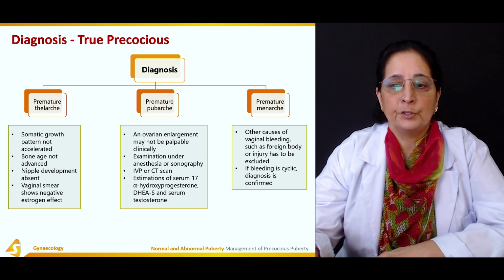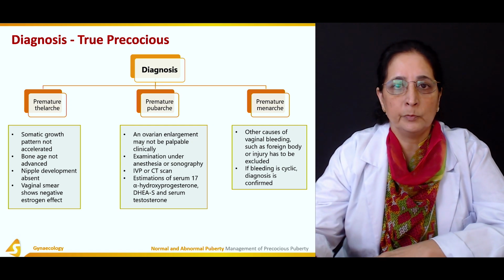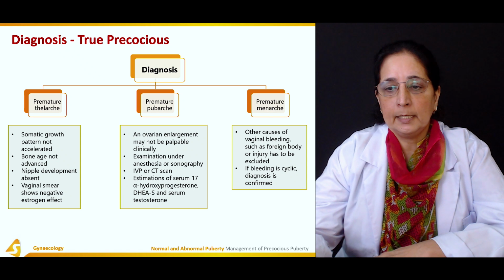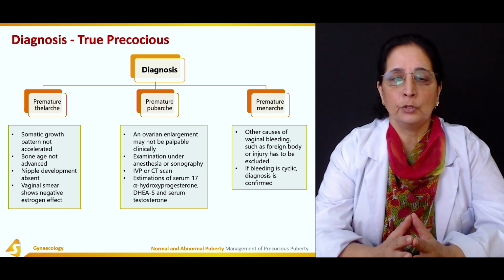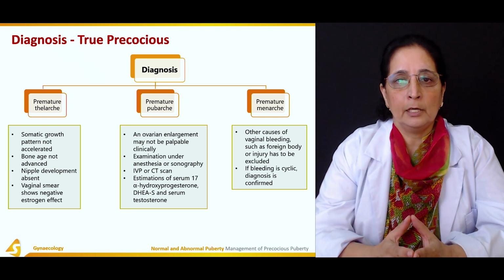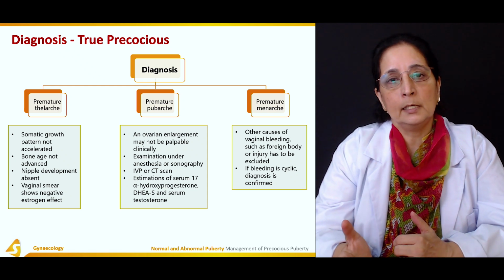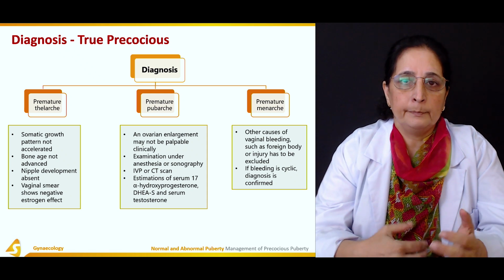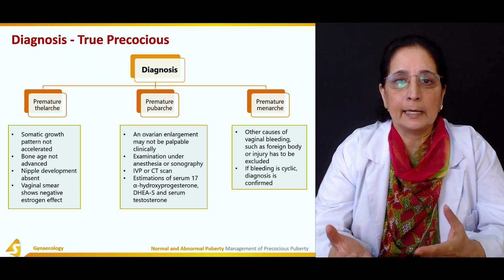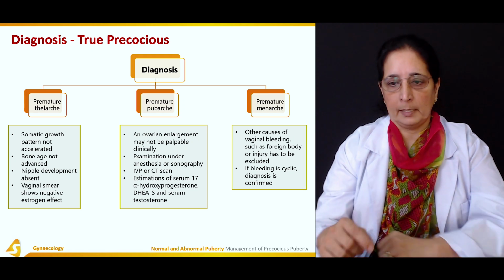Then we have premature menarche. Other causes of vaginal bleeding such as foreign body injury have to be excluded. If bleeding is cyclic, diagnosis is confirmed. So if there is premature menarche or beginning of menstrual cycle, it's important that we rule out any other cause of vaginal bleeding. If that's ruled out and the bleeding pattern is in a regular cyclic manner, then the diagnosis of menarche is made or confirmed.